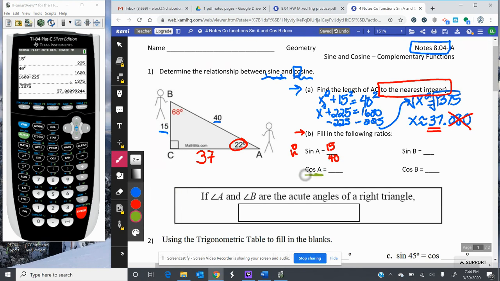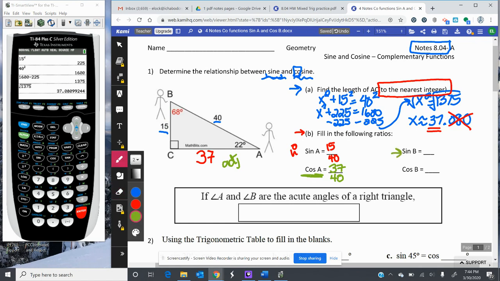Looking at cosine from B, I'm sorry, cosine of A. Stick with angle A for one second. Our adjacent side is 37. Our hypotenuse is still a measure of 40. So those ratios so far are different because we're focused on the same angle, A. The next two, we're going to focus on angle B.